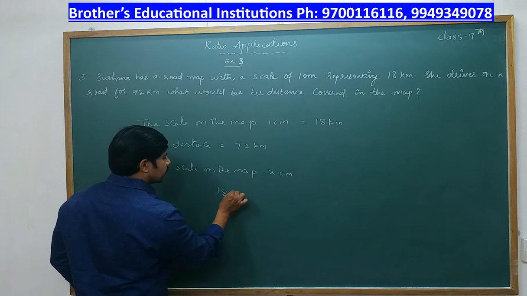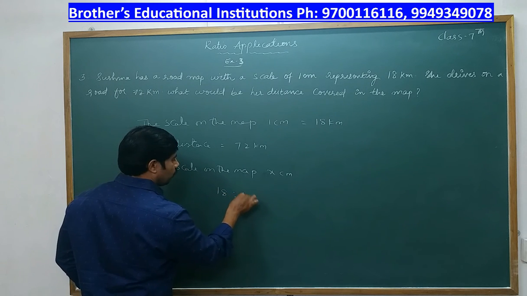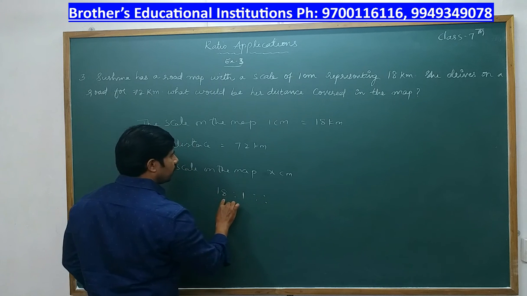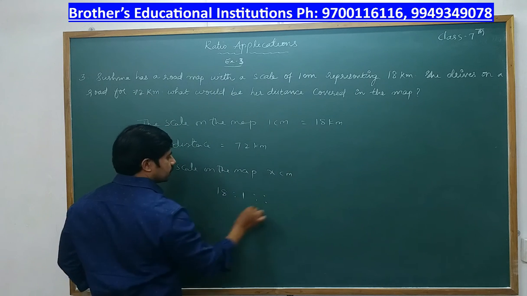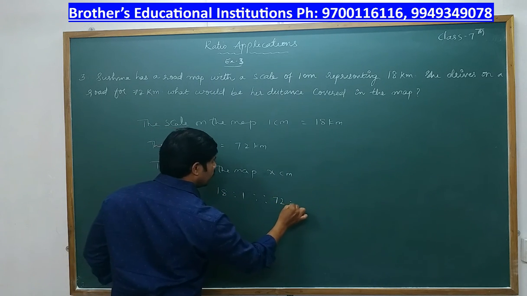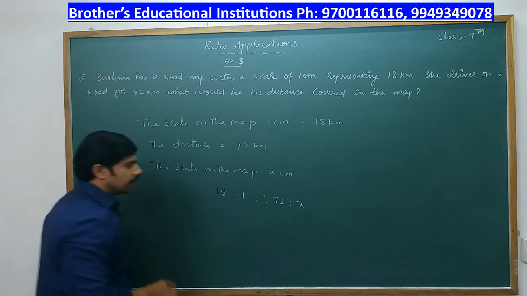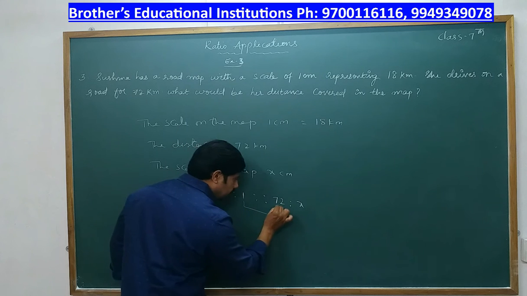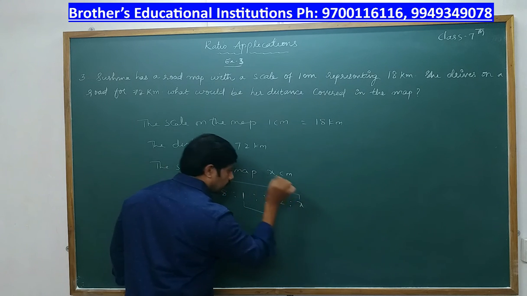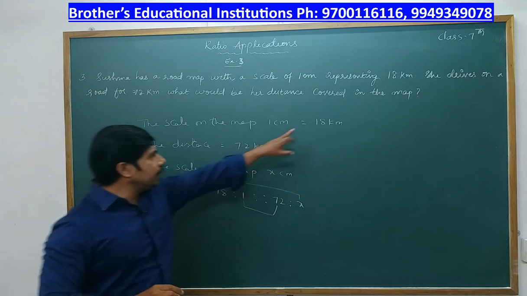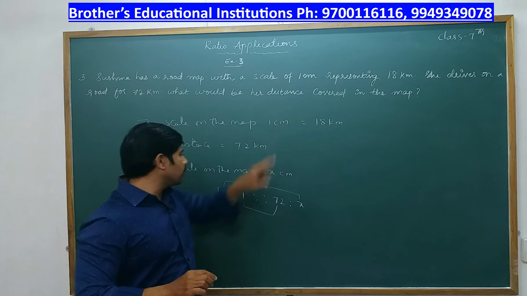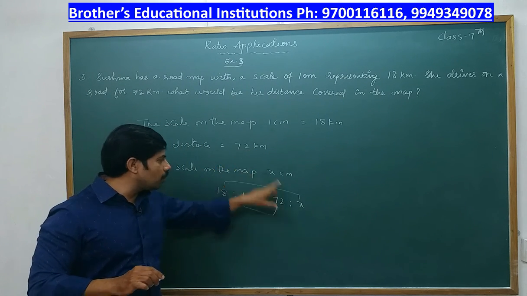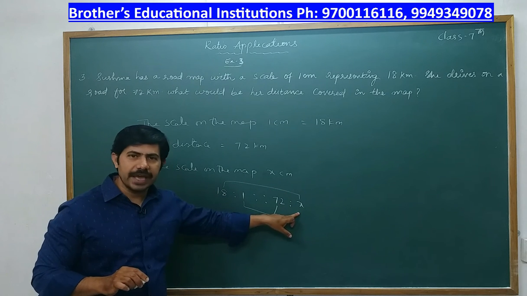18 kilometers is to 1 centimeter, as 72 kilometers is to x. Now we use the product of means equal to the product of extremes. See, 18 kilometers is represented as 1 centimeter, right? Then for 72 kilometers, how much we don't know, so I am assuming it as x.